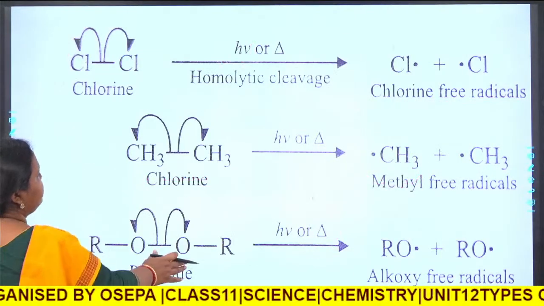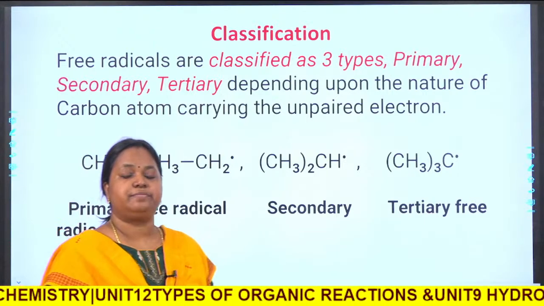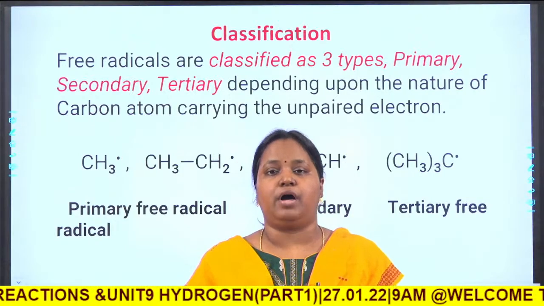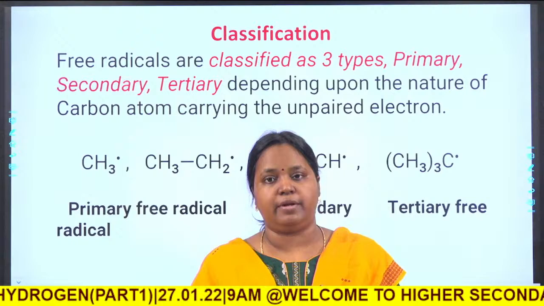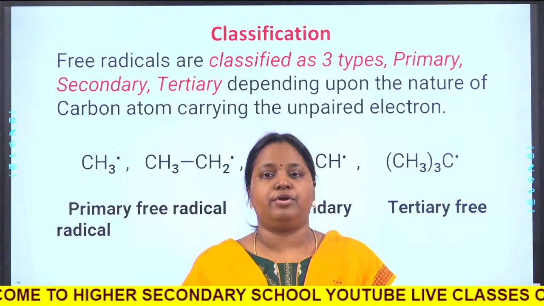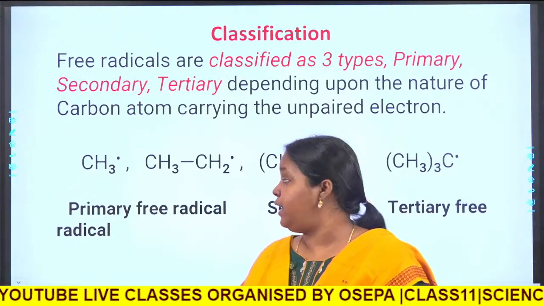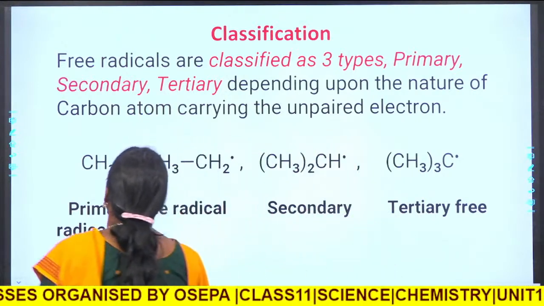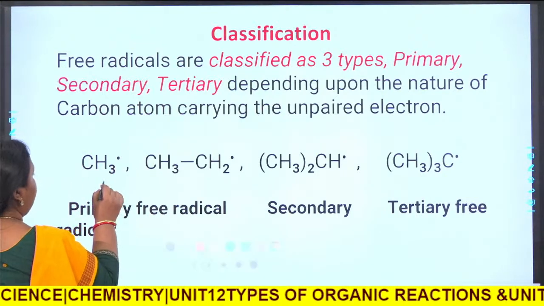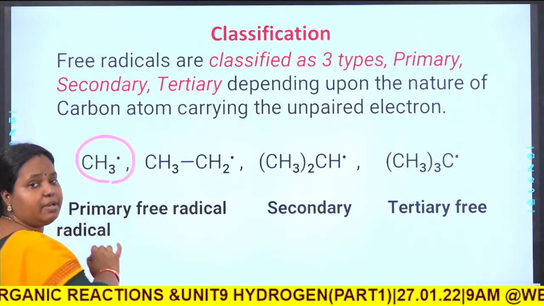Now let us see the stability of the free radical and how they are classified. The free radicals are classified as primary, secondary, tertiary like your carbocations and carbanions. If the unpaired electron is present on a primary carbon, it is called a primary free radical. If the unpaired electron is present on a secondary carbon, it is called a secondary free radical. Similarly, tertiary free radical. Mark the example here. Here the unpaired electron is present on a primary carbon, hence it is called a primary free radical.